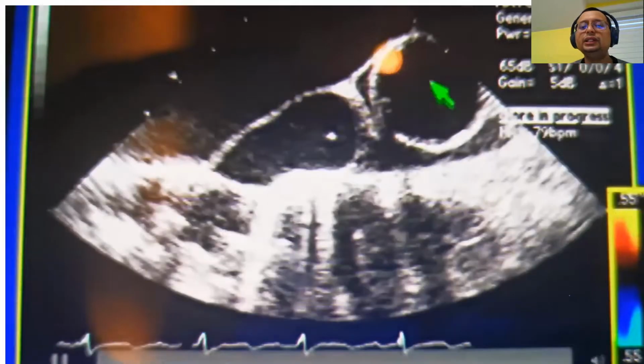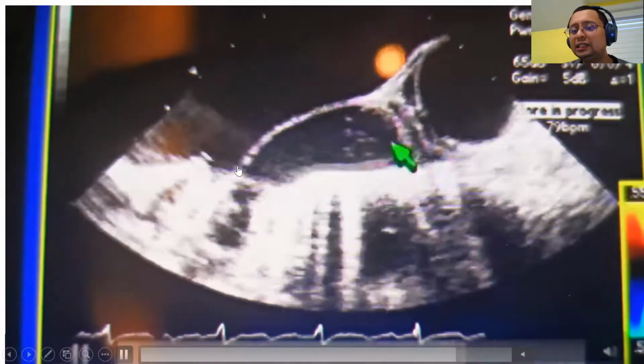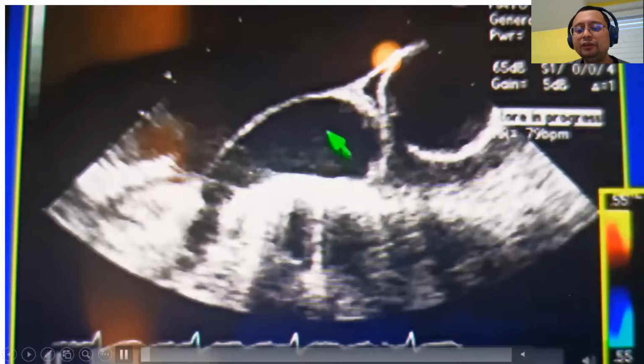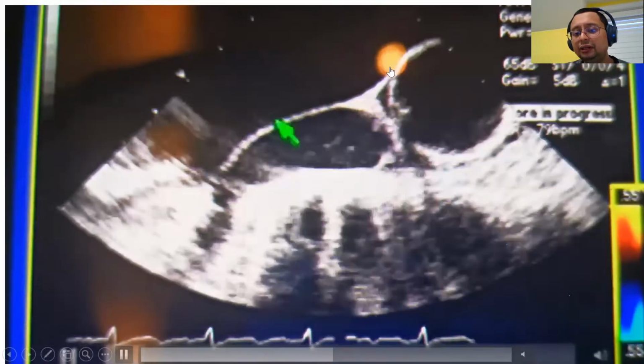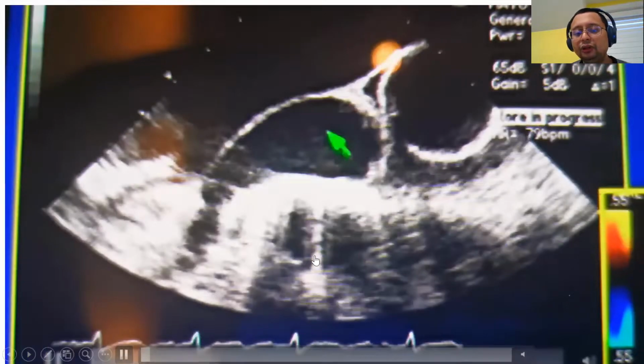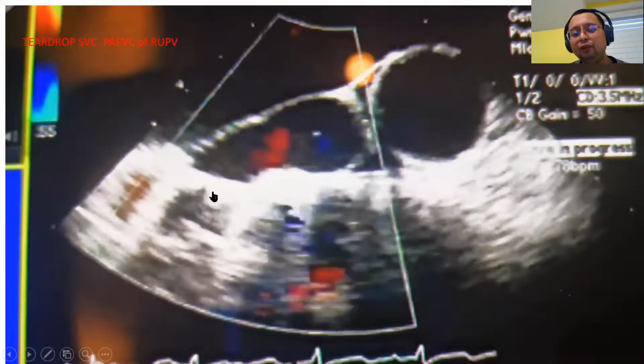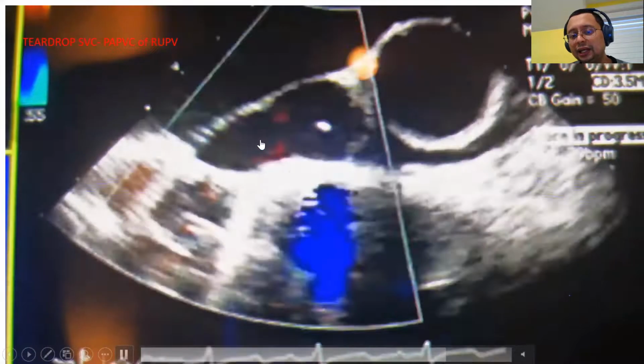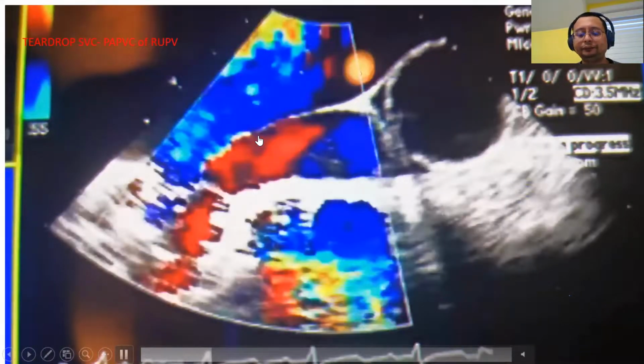All right. So this is the teardrop SVC that I told you about just now for patients with partial anomalous pulmonary venous connection. The SVC should be circular, but you see a teardrop. When you look at the next echo, you can see the red flow going towards the SVC, so that is the anomalous drainage of the pulmonary vein.